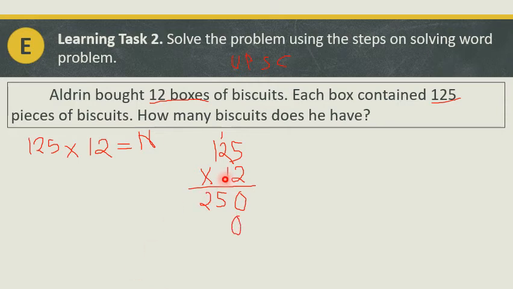Dito na tayo sa 1. Dito ulit tayo sisimula sa kanan. Okay, so 1 times 5 ay 5. 1 times 2 ay 2. 1 times 1 is 1. Okay, then let's add. So 0 plus 0 is 0. 5 plus 5 is 10. Then 2 plus 2 is 4 plus 1 is 5. And bring down 1. Ibig sabihin, sa solve, ito ang nakuha natin, 1,500.